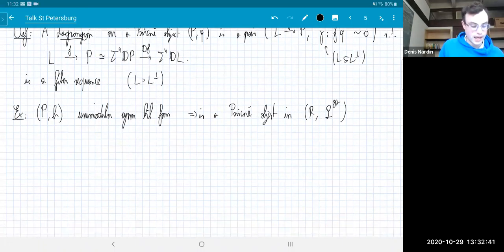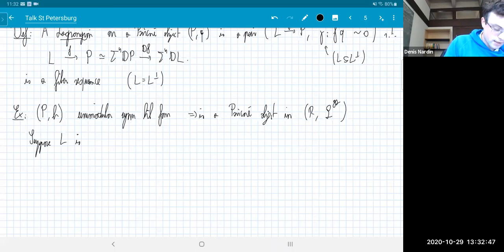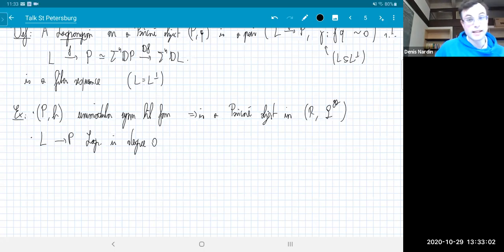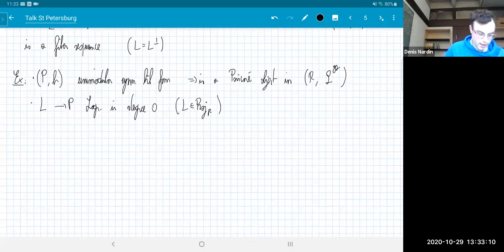So let me do the case when L is, let me give an example first and then I'll do the more general case. So suppose L is a Lagrangian in degree zero. So L is also a projective R module. Then what does this mean?